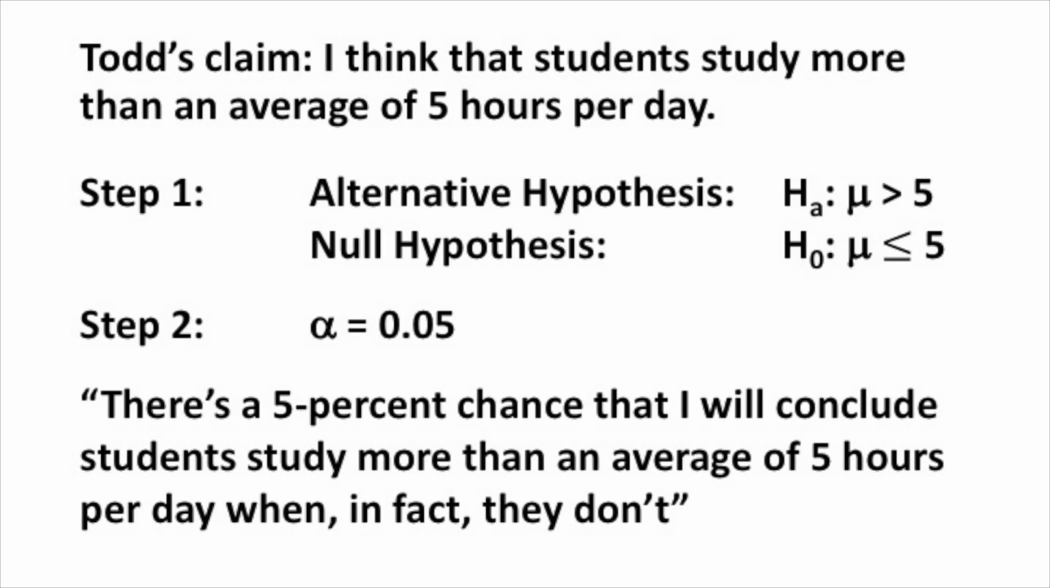So let's go back to my claim about the study habits of all university students. Again, I think that students study more than an average of 5 hours per day. So my alternative hypothesis is mu is greater than 5 versus a null hypothesis that mu is less than or equal to 5. If I set a significance level of alpha equal to 0.05, that means that there's a 5% chance that I will conclude that students study more than an average of 5 hours per day when in fact they don't. Again, that would be making a type 1 error.